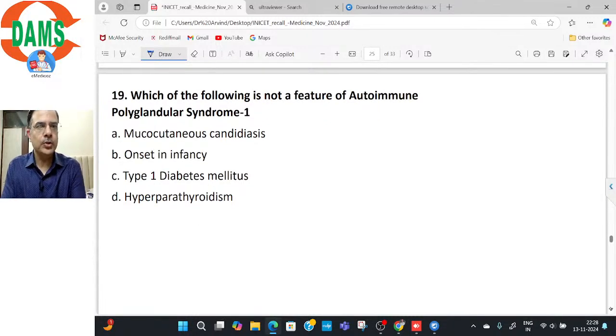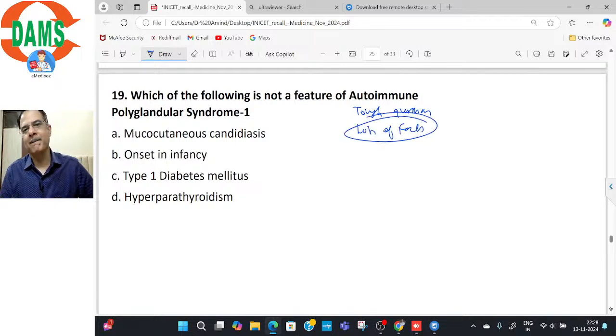Now come to question number 19. This is, I would say, a slightly tough question. It means it's lots of facts for autoimmune polyglandular syndrome type 1. So mucocutaneous candidiasis with onset in infancy, type 1 diabetes is associated with it, or hyperparathyroidism.